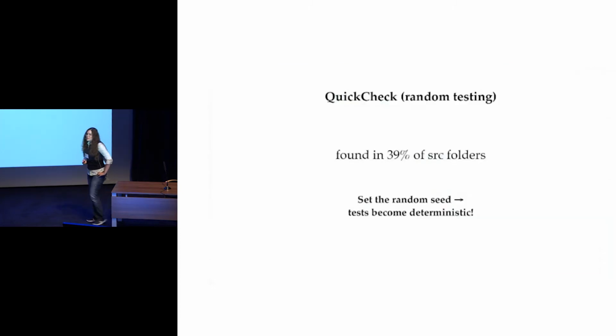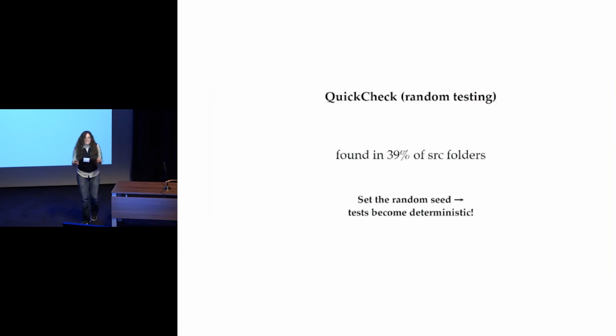Okay, so there was some bad news. About 39% of the packages in this snapshot of Stackage were using something called QuickCheck. And QuickCheck is a framework which produces new, fresh, random tests for every run of your test suite. So when we ran the tests, we saw basically a whole bunch of noise.